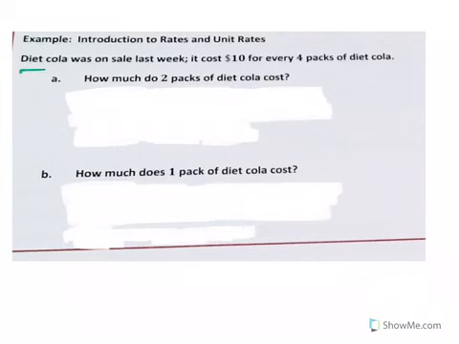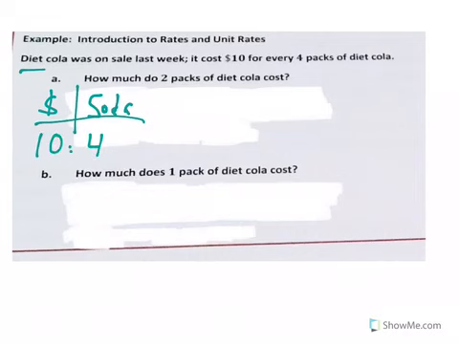Okay, it says, Diet Cola was on sale last week. It cost $10 for every 4 packs of Diet Cola. We can associate this to ratios, right? If we're talking money to soda or cola or pop or whatever you want to call it, our ratio would be $10 for every 4 packs of diet soda. They want to know, how much do 2 packs of Diet Cola cost?